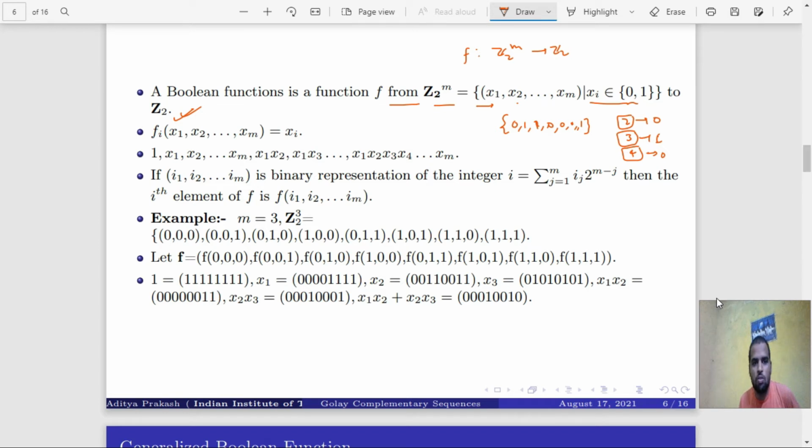A little definition about f(x1, x2, ..., xm): it is nothing but the sequence x1, x2, ..., xm. And if i1 i2 ... im is the binary representation of an integer i, then the summation over j equal to 1 to m of ij times 2 to the power m minus j gives the ith element of f, that is f1, f2, ..., fm. That is nothing but a binary representation.